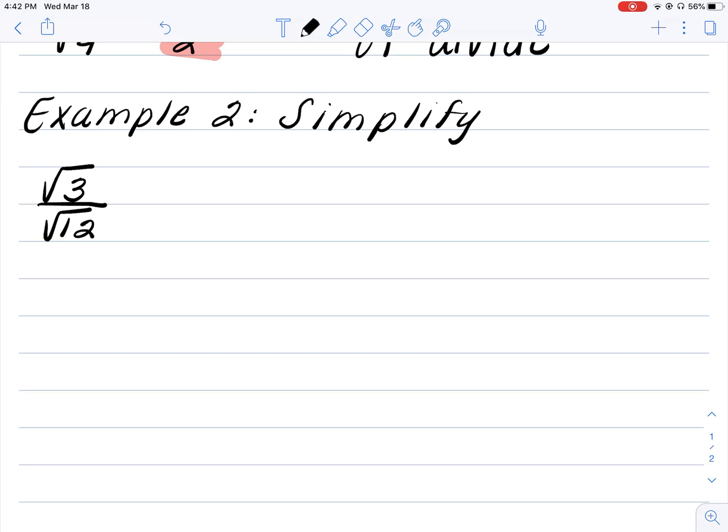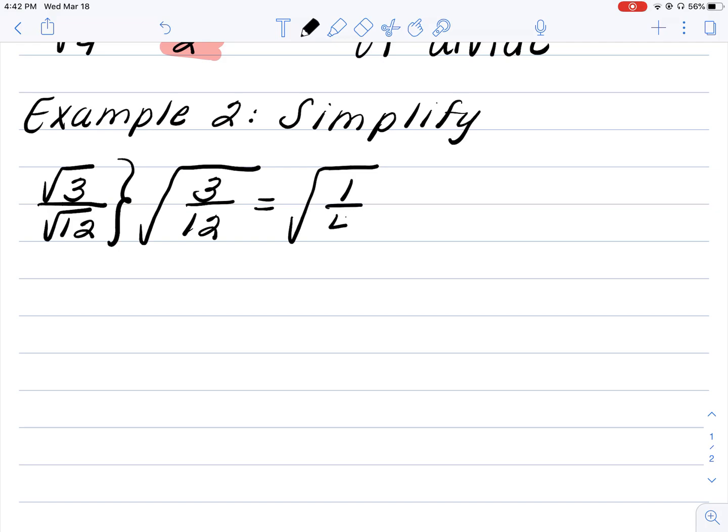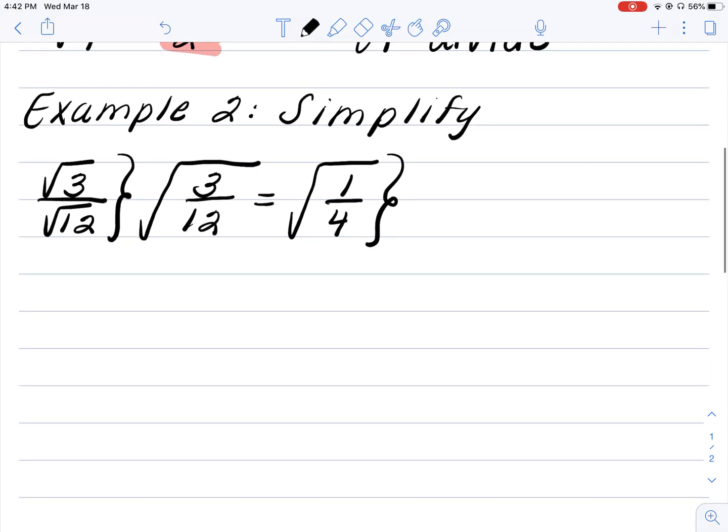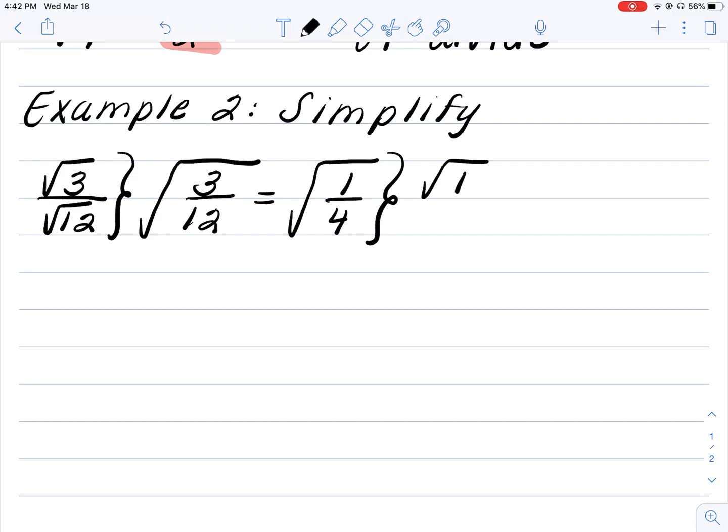Now, automatically you notice, hey, maybe I can put this all as one big fraction as 3 over 12. Remember, having two individual radicals is the same thing as putting it all under one big radical, okay? And if we can simplify it, let's simplify it. Simplifying 3 over 12 would get you 1 over 4. And now we're going to make them go back to their own individual radicals.